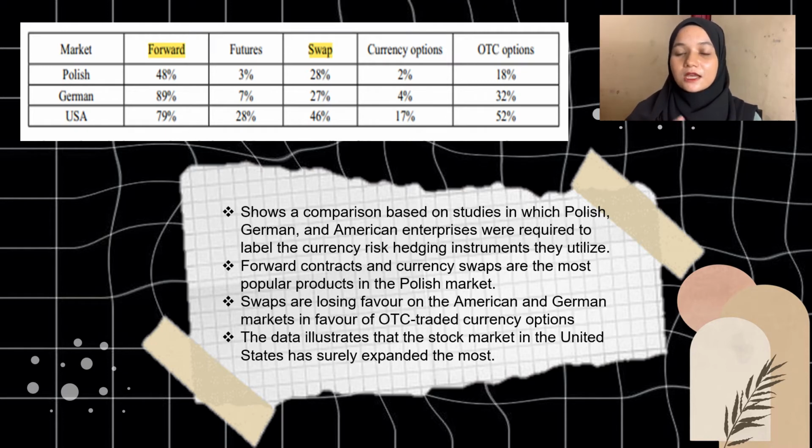Next, the data illustrate that the stock market in the United States has surely expanded the most. The aggregate statistics reflect the worldwide pattern, and as a result, the condition of the derivative market.